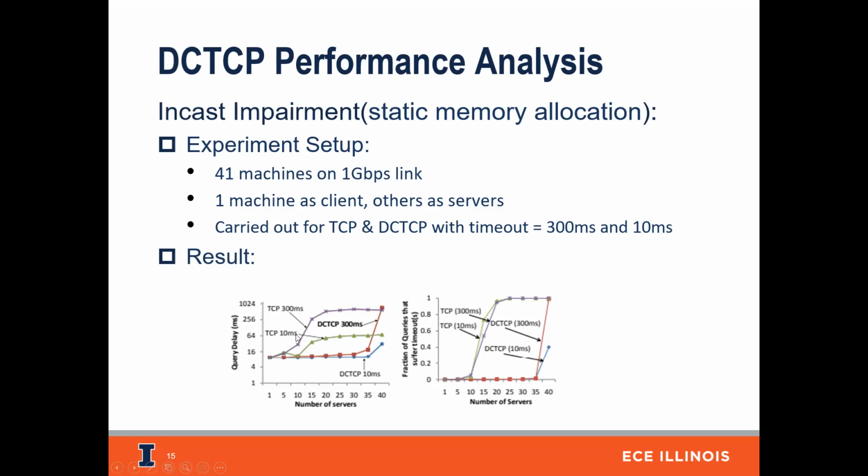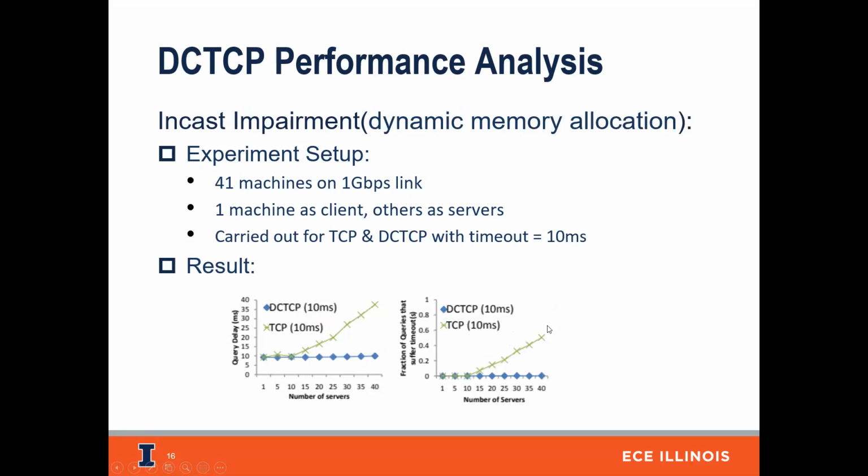The figure on the left shows the mean query completion time. DCTCP performs much better than both TCP variants, eventually converging to equivalent performance as the incast degree increases. The figure on the right shows the fraction of queries that suffer at least one timeout. Another experiment uses the dynamic buffer allocation algorithm of switches, and the timeout is set to 10 milliseconds because of TCP's poor performance with a timeout of 300 milliseconds.